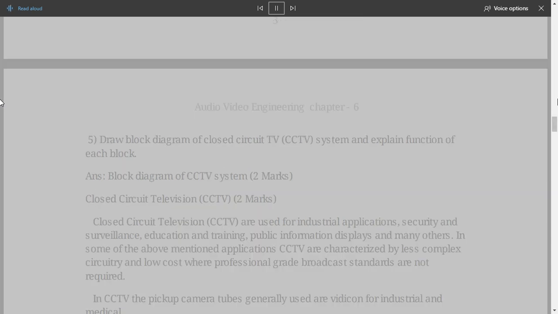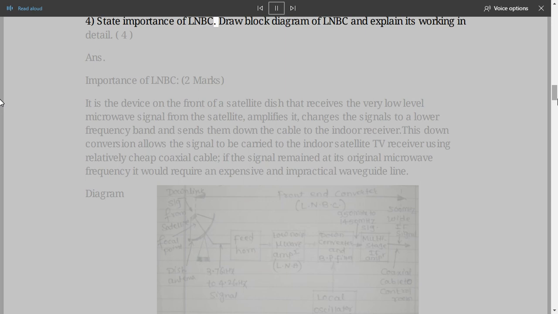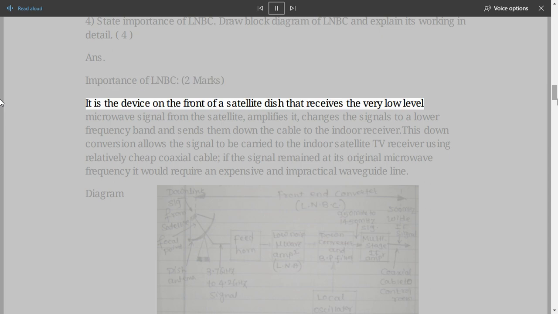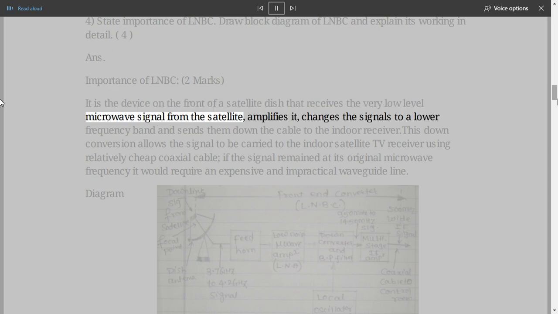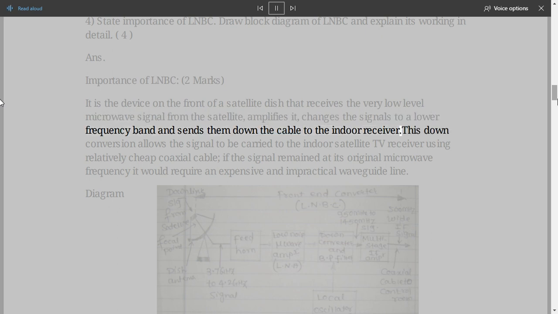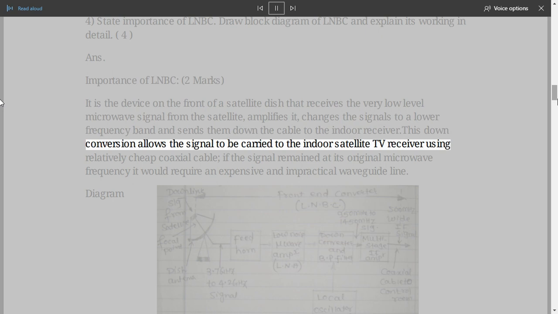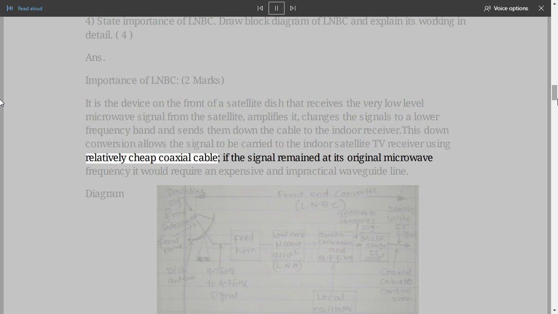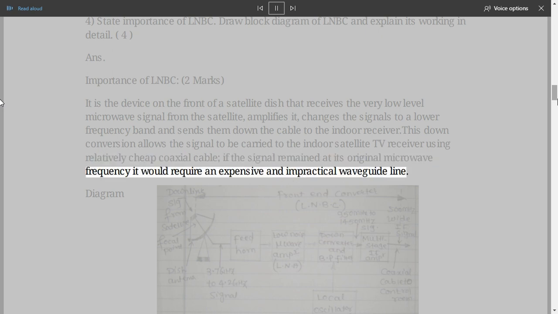4. State importance of LNBC. Draw block diagram of LNB and explain its working in detail. 4 marks. Answer: Importance of LNBC, 2 marks. It is the device in the front of a satellite dish that receives the very low level microwave signal from the satellite, amplifies it, changes the signals to lower frequency band and sends them down the cable to the indoor receiver. This down conversion allows the signal to be carried to the indoor satellite TV receiver using relatively cheap coaxial cable. If the signal remained at its original microwave frequency, it would require an expensive and impractical waveguide line.